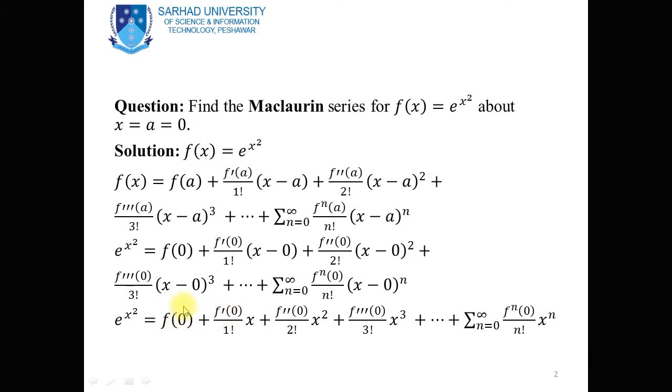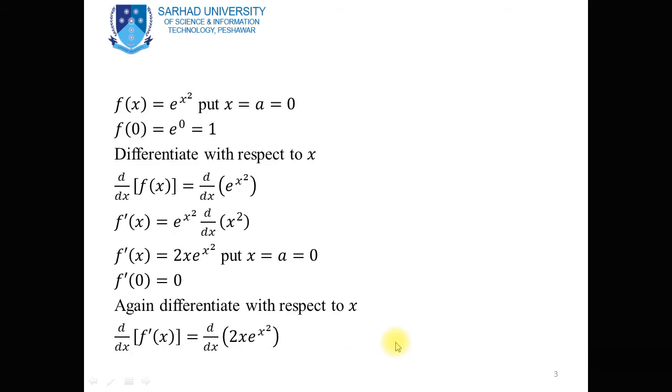But since in this problem we have the function f of x is equal to e power x square, first of all put x is equal to 0 in this function to obtain the function value at x is equal to 0, and then find all these derivatives at x is equal to 0. Like you see over here, f of 0, f prime at 0, f double prime at 0, f triple prime at 0, and so on. When we obtain all these terms, then putting the terms in this equation, this will be the Maclaurin series. Putting x is equal to 0 in the given function, the function value at x is equal to 0 is equal to e power 0, and e power 0 is equal to 1.